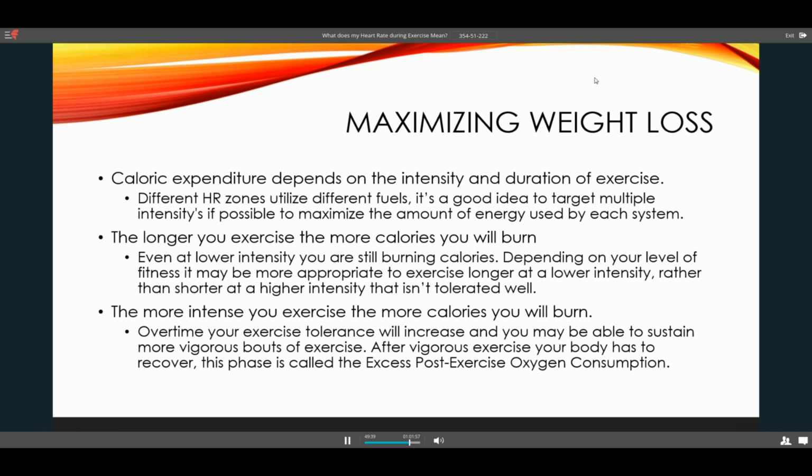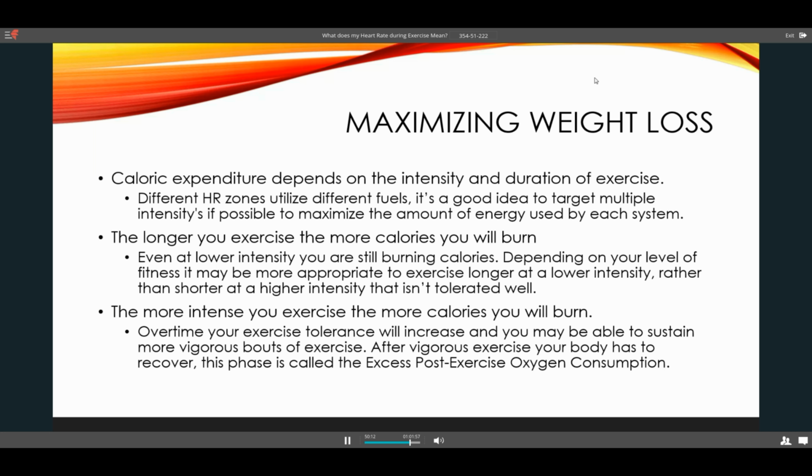So depending on your level of fitness, it certainly may be more appropriate to exercise at a lower intensity for a longer amount of time, rather than a shorter, more high intensity exercise session that isn't necessarily tolerated well. Now we're going to speak a little bit more about higher intensity exercise in just a moment, and how you can use that in short bursts to help you maximize your caloric expenditure as well.